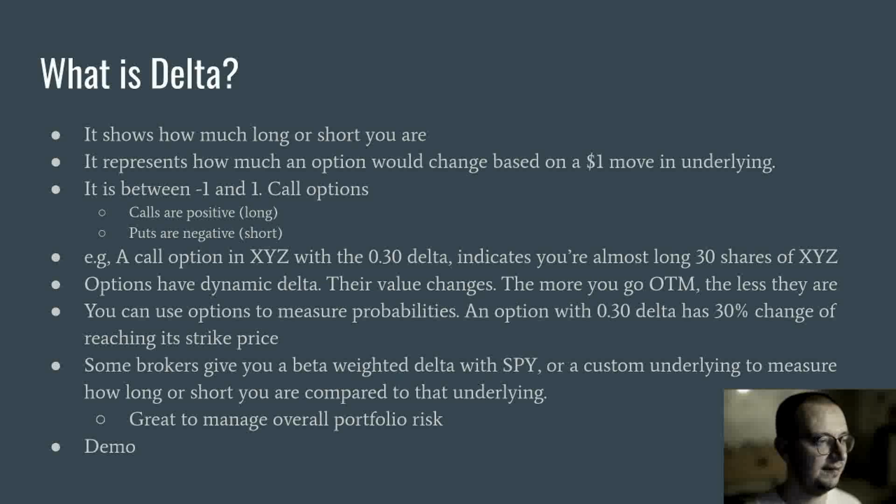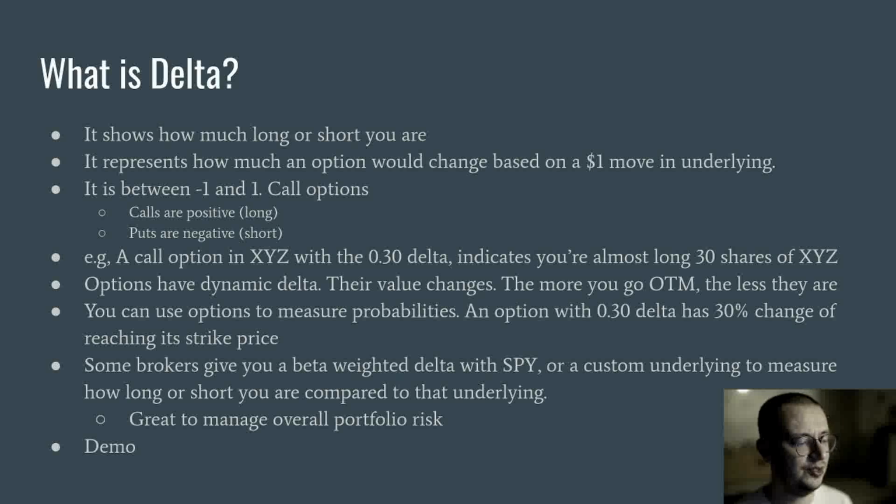Note that options have dynamic delta. It means their value can change as the underlying moves. And the more out of the money you are, the number gets smaller. You can also use delta to measure probability of success for a contract. Again, as an example, if you have an option with 0.30 delta, it means it has 30% chance of success, which means it reaching its strike price. I am not including the credit or debit that you pay or receive to trade this option.